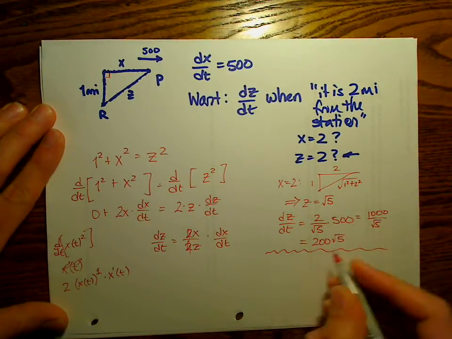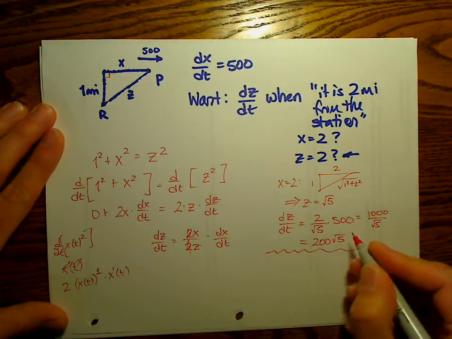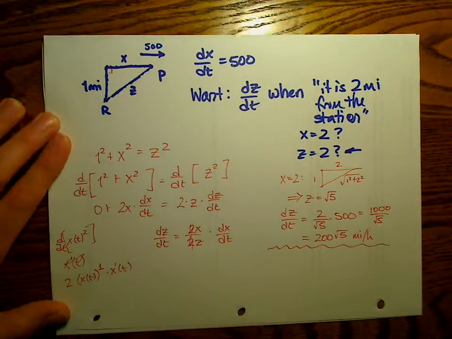That would be your final answer. That would be the rate at which z is changing. And everything else was in miles and hours. So that, again, would be miles per hour.